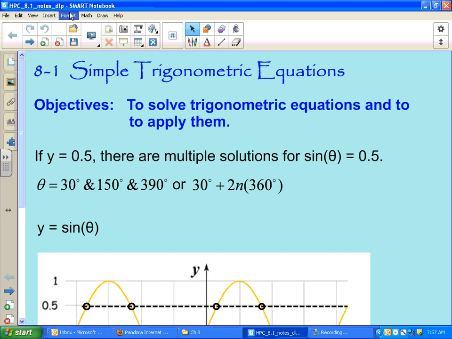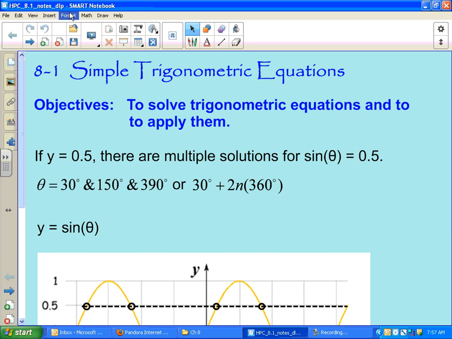All right, section 8.1, we're going to take a look at simple trigonometric equations. We're going to build off of what we were doing at the end of chapter 7 when we took a look at inverse functions and arc functions, right? They're the same thing, inverse or arc, cosines and sines. Inverse functions allowed us to find the angle once we had a ratio. And we're going to just expand on that.